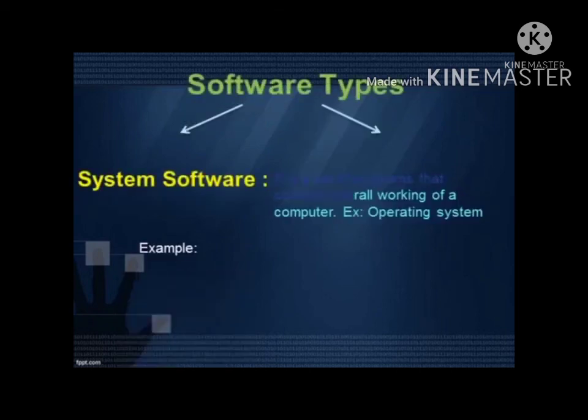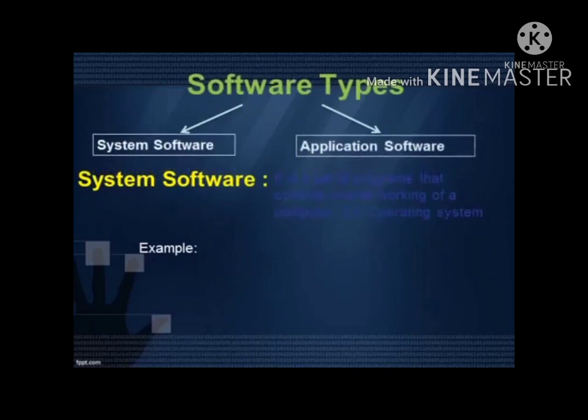There are two types of software: system software and application software. System software. It is a set of programs that controls the overall working of a computer. Operating system is a part of system software that makes a computer run. It manages all the input and output operations. It also manages the link between the different parts of a computer and the user. Operating system is the interface between the user of a computer and computer hardware.